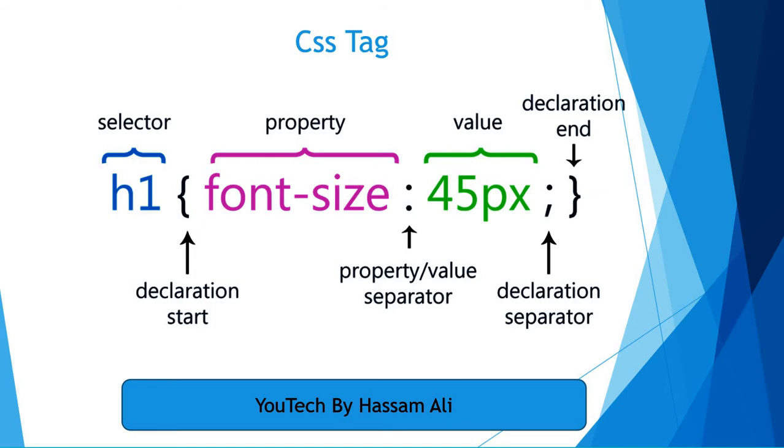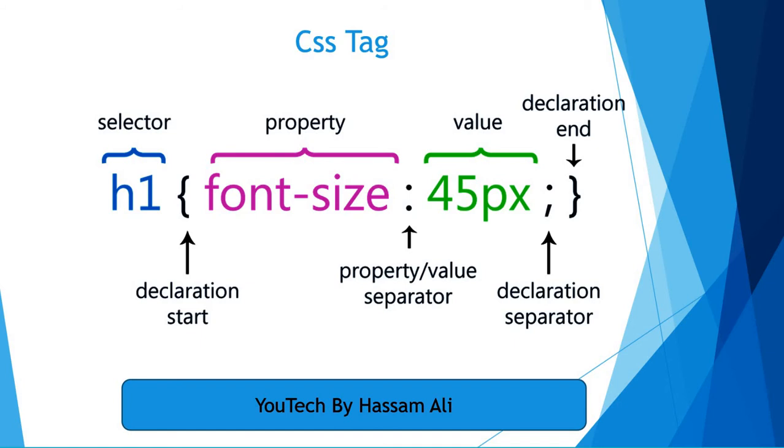Then we have a declaration start and a property. A property is something you define, like font size, background color, font color, padding or margin, whatever. Then we close that with the property value separator, the colon, and after that you put a value. If the property is color, the value should be black or white. When you define a property, you have to give it a value. If you selected the property font size, the value should be 45 pixels, 10 pixels, and anything like that. And if the property is color, the value should be black, blue, brown, gray, whatever.